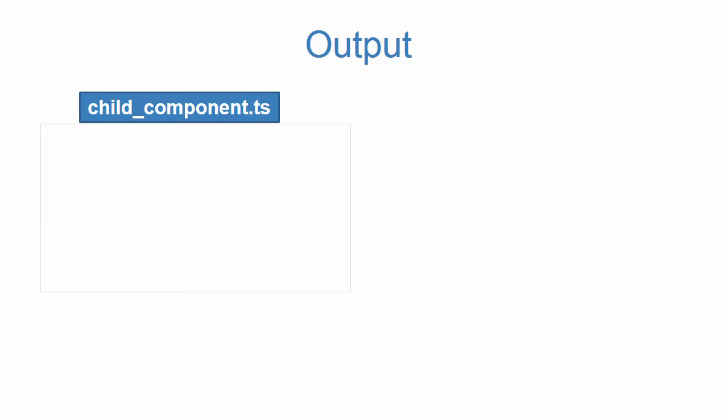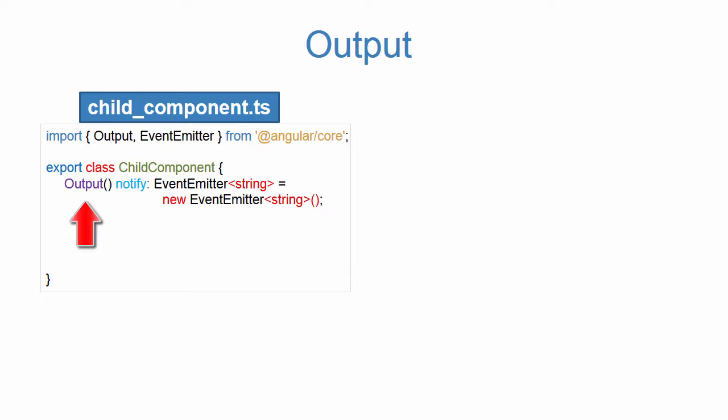So first, we open up our child component file and we import Output and EventEmitter from Angular Core. Then we define an output with a decorator followed by a property name. In this case, we'll use the name notify. Notify is of type EventEmitter. So remember, EventEmitter is an object. And since it's an object, it also has a type.